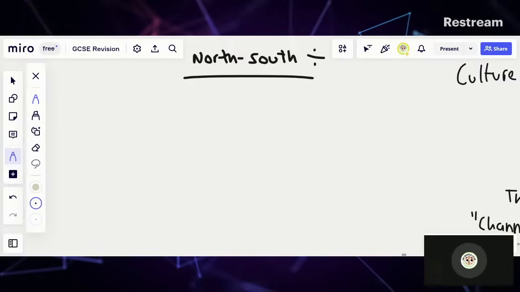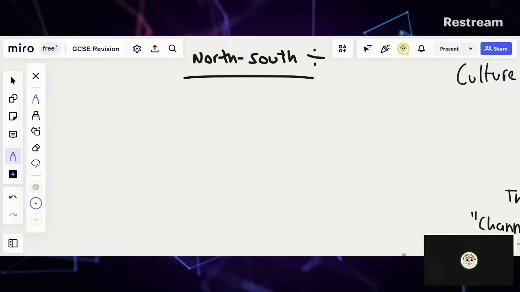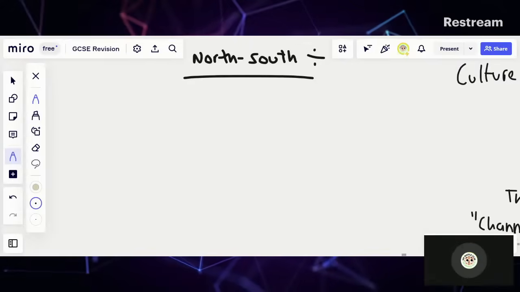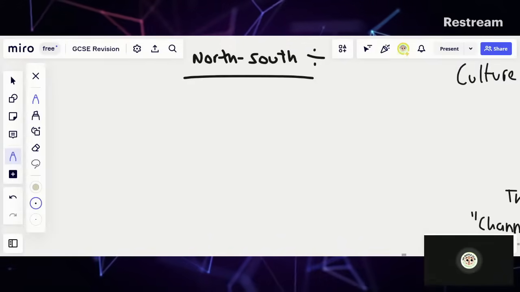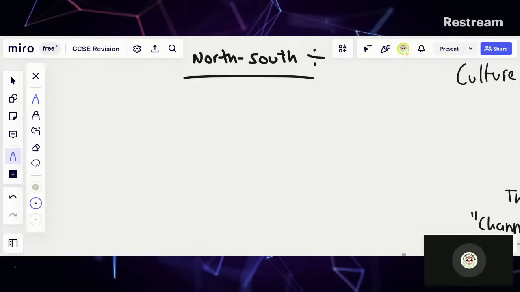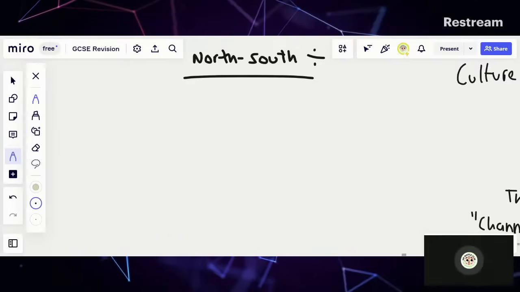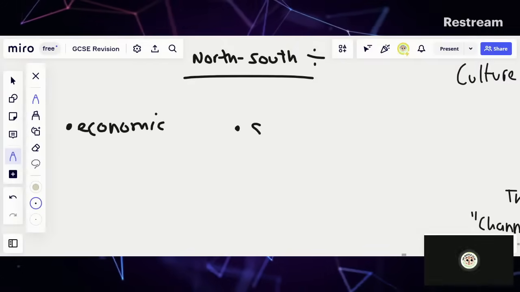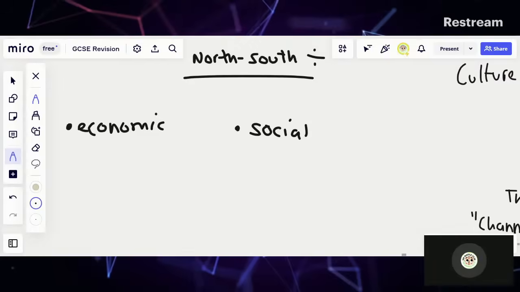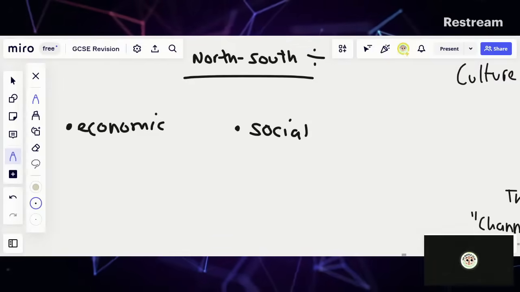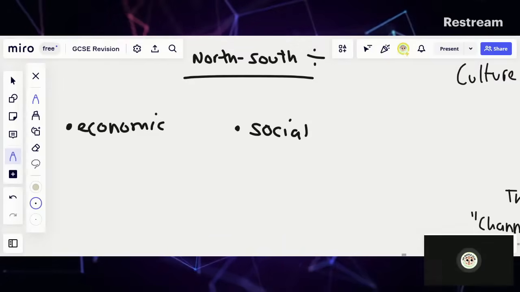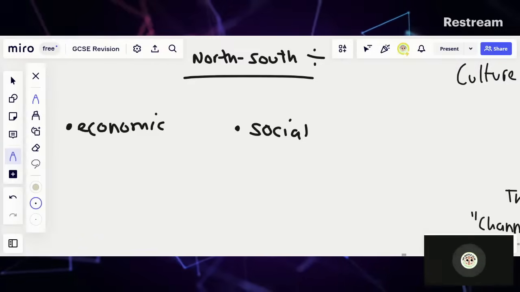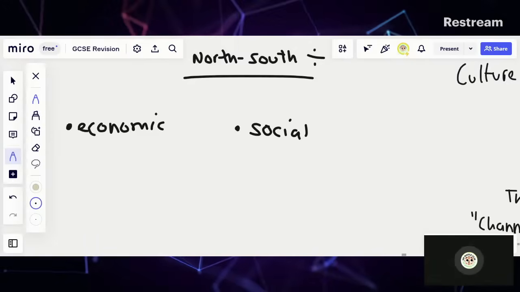So, what is the north south divide? So, the north south divide is the idea that in countries such as the UK, there is a difference and a disparity in terms of the economic and the social development in the northern areas in comparison to the southern areas. And sometimes it works out that the northern areas are richer than the southern areas, for example. But in the UK, it tends to be that the southern areas are more predominantly cities and therefore much richer than the northern areas.